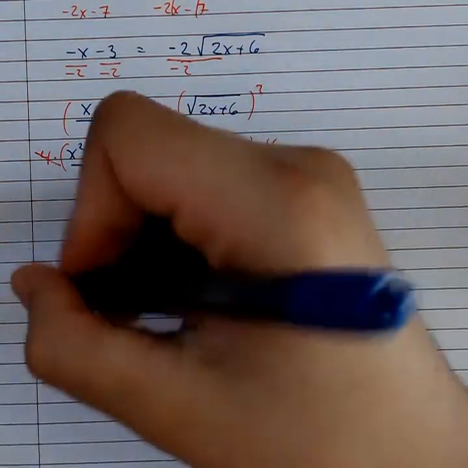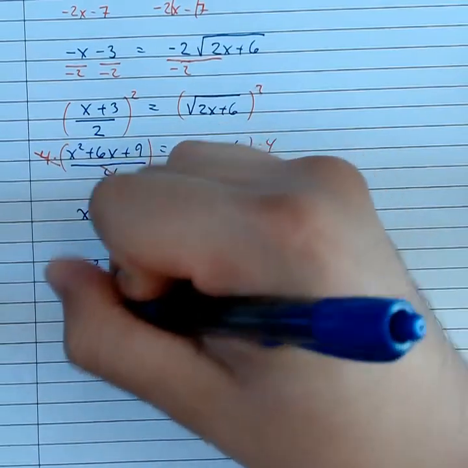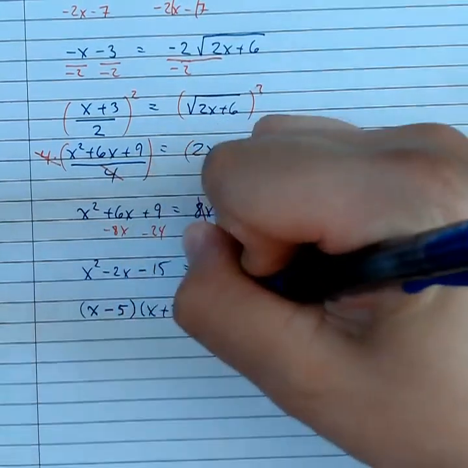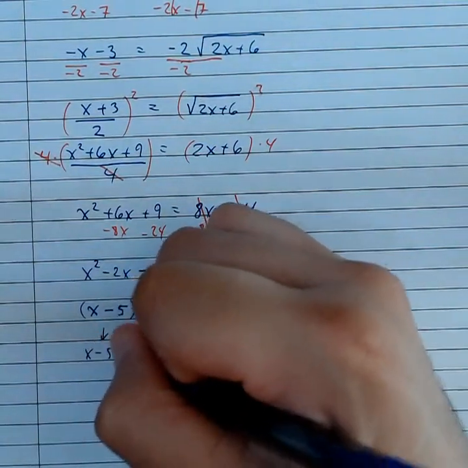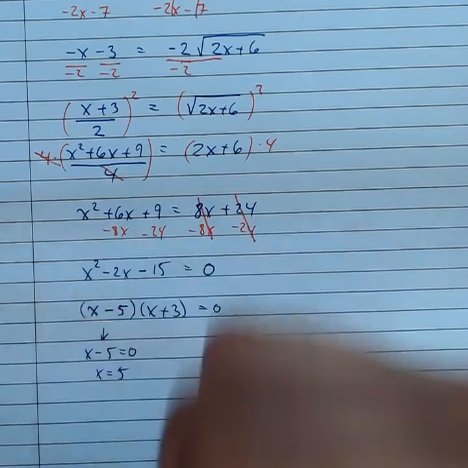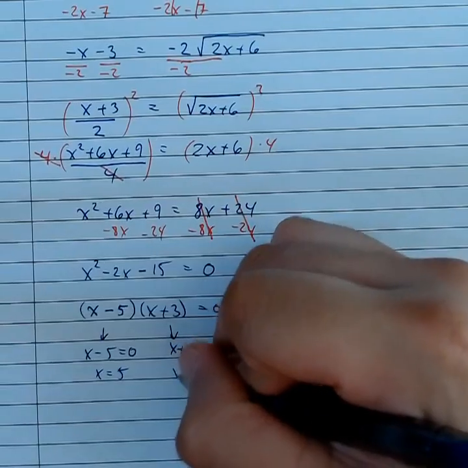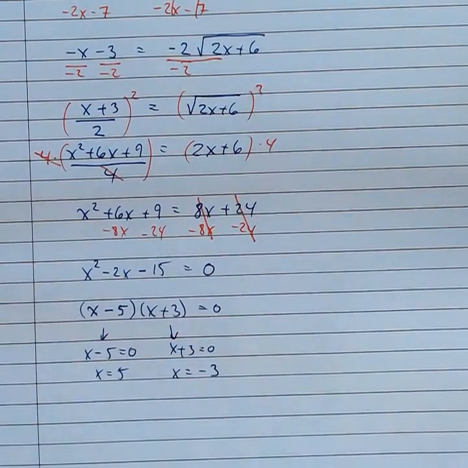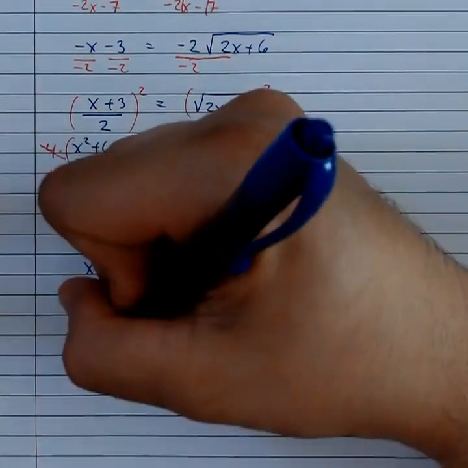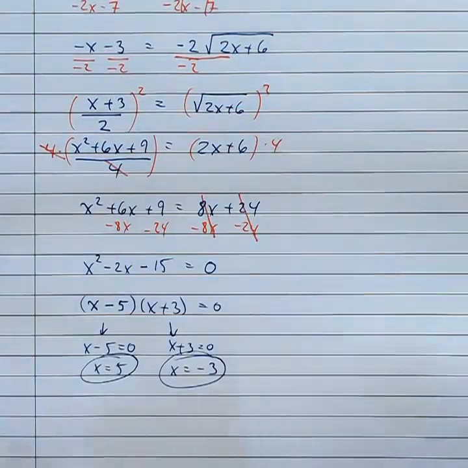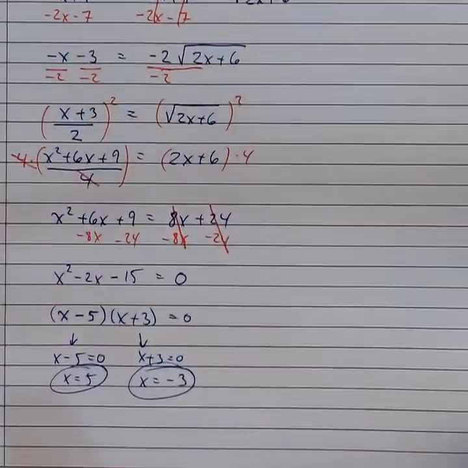And now that can be factored. That'll be x minus 5 and x plus 3. If x minus 5 is equal to 0, that means x is equal to a positive 5. On the other hand, if x plus 3 is equal to 0, that means x is equal to a negative 3. And these are our potential solutions. But again, we don't know if they work. You have to check these. Anytime you have a radical equation, you have to check for extraneous solutions. So let's go ahead and do that.